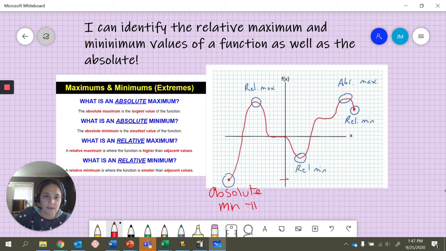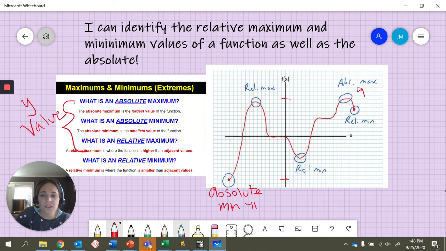Okay, and then the absolute max is the very highest, which is way up here. That's your absolute maximum. So whatever that one is, 1, 2, 3, 4, 5, 6, 7, 8, 9. So the absolute max is 9. Okay, so remember these are y values. So all these maximums here, this is the y value.